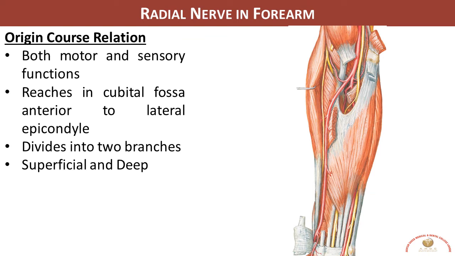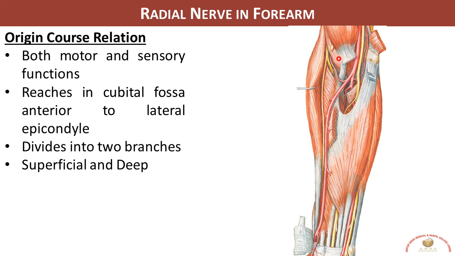Now the course of the radial nerve in the forearm. Similarly, we will start the course in the forearm. The radial nerve, once it reaches the lateral side of the lateral epicondyle of the humerus, enters into the cubital fossa. Anterior to the lateral epicondyle, it divides into two main branches. The radial nerve in the forearm has both motor and sensory functions. Here it divides into two important branches, the superficial branch and the deep branch.